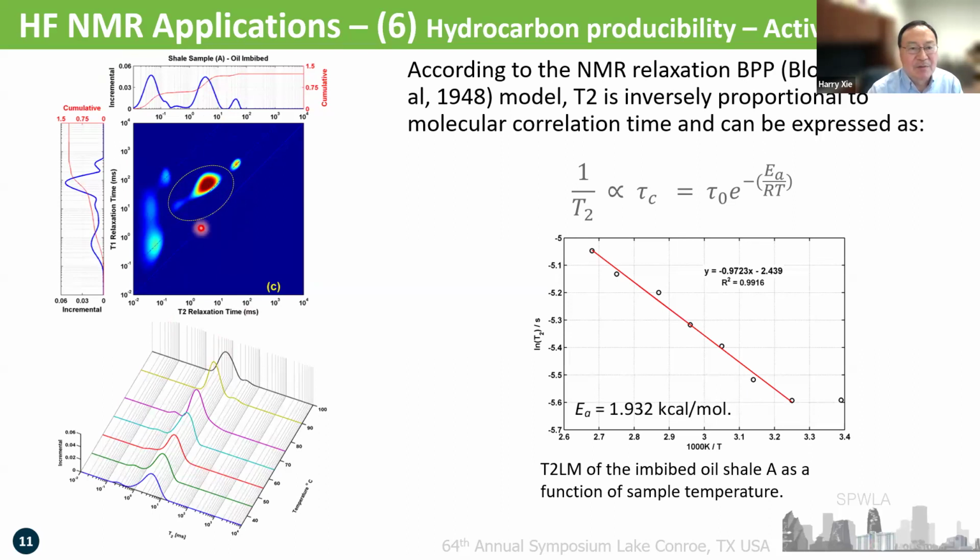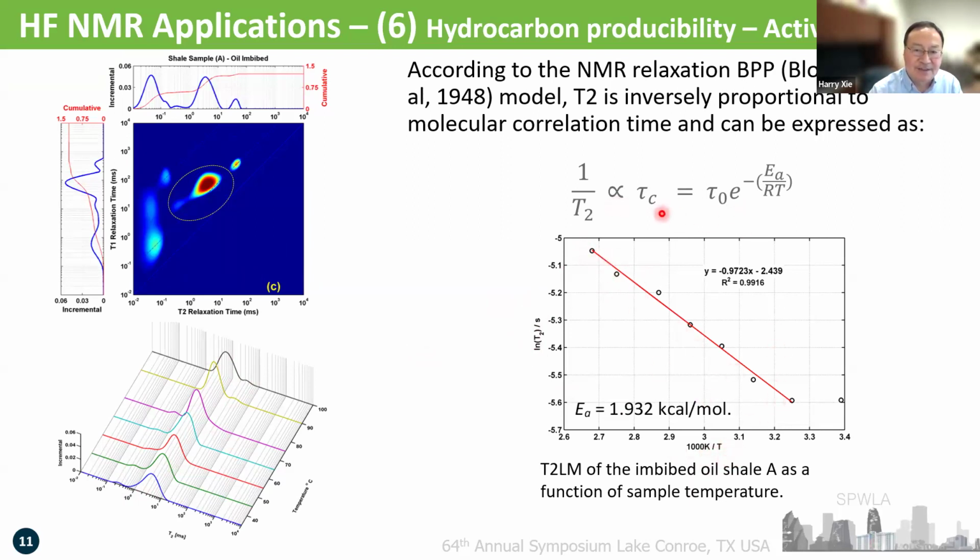And then we do the measurement at a different temperature, from room temperature all the way to 100 degrees C. And you can see the T2 moved. Probably you don't see that much move. But if we plot the T2 value using the log scale against the temperature, and we do some transform here, 1000 K divided by temperature, we get a straight line.